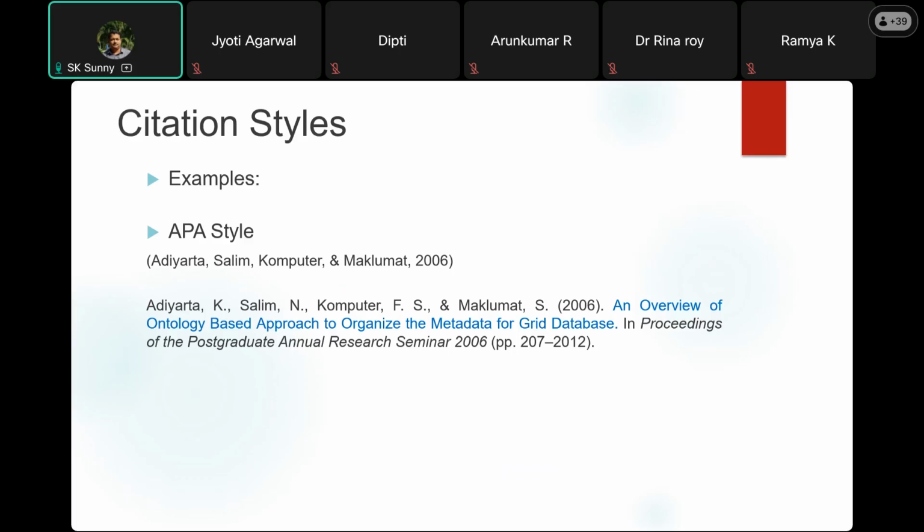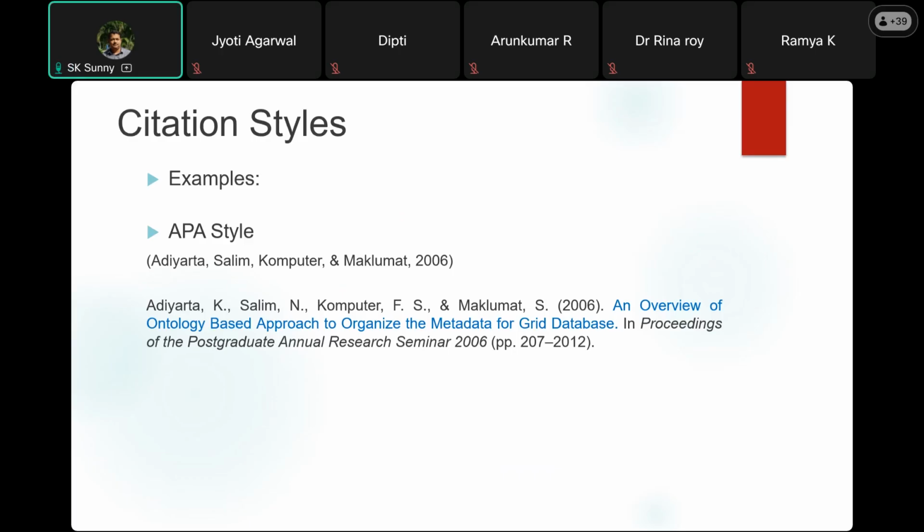So that is the in-text citation, the first part. The second part is the reference, with complete details of this paper. Here comes the first author, second author, third author, and fourth author. Then within parentheses, the year of publication, full stop. Here the full stop and parentheses, everything matters.